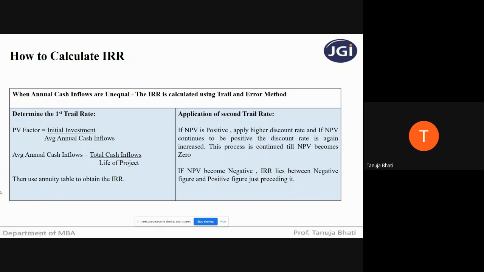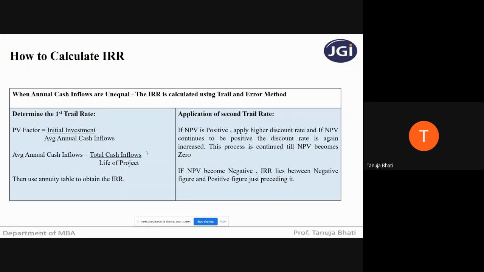So again, I'm repeating, when the cash flows are unequal, you're going to use the trial and error method. How are you going to get the first rate? By initial investment divided by average annual cash inflows. How do you get average annual cash inflows? That is total cash inflows divided by life of the project. Then you use your annuity table to obtain the IRR. Suppose NPV is 0 at this rate, then that will be the final answer. If NPV is positive, keep increasing the rate. If NPV is negative, the IRR is going to be somewhere between the positive and the negative figure.